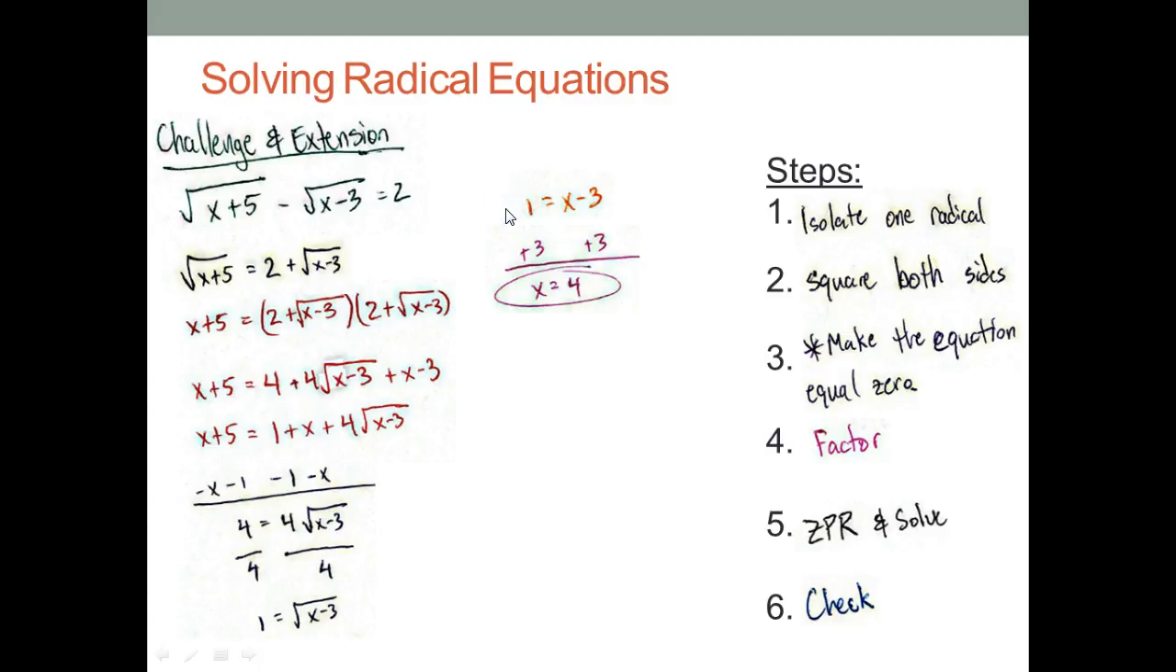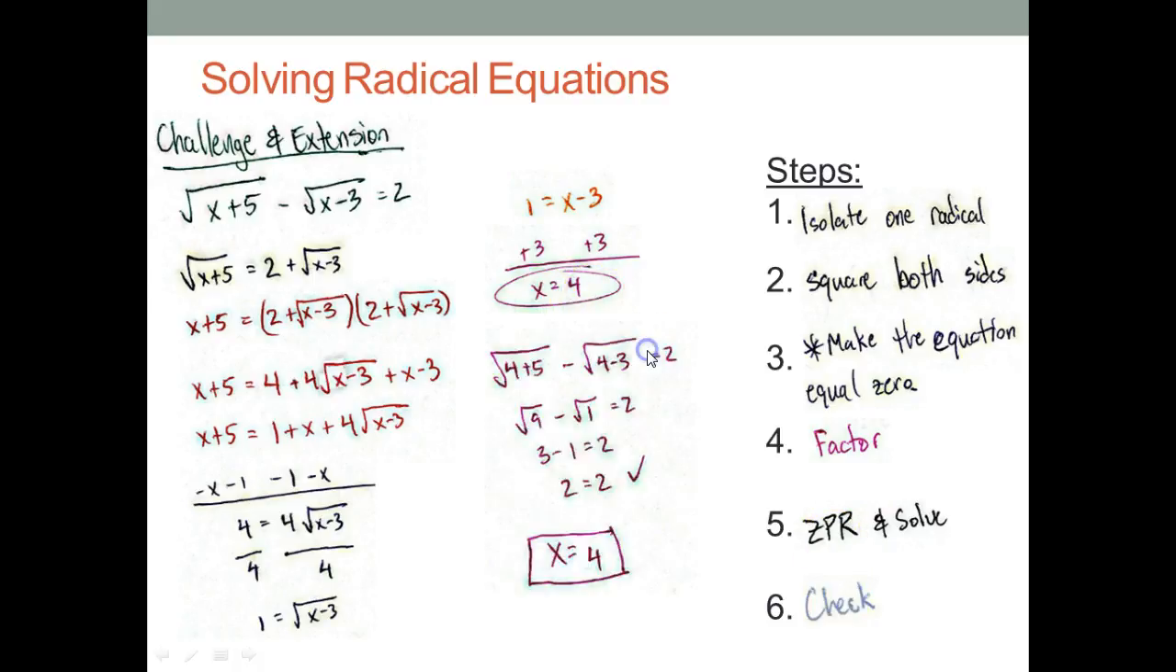Make the equation equal to 0. I don't need to use the zero product rule to solve it because I just end up with one solution. So I have to check. So you see, I take this 4 and I plug it back into the original equation. And it is true when I check all of that. So my one solution is x is equal to 4.